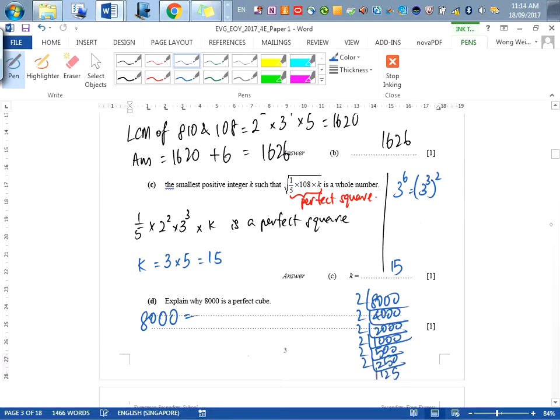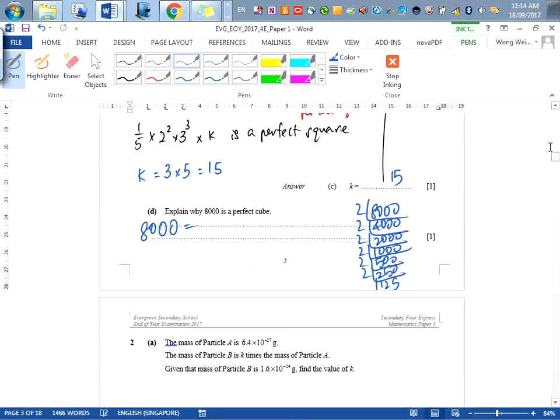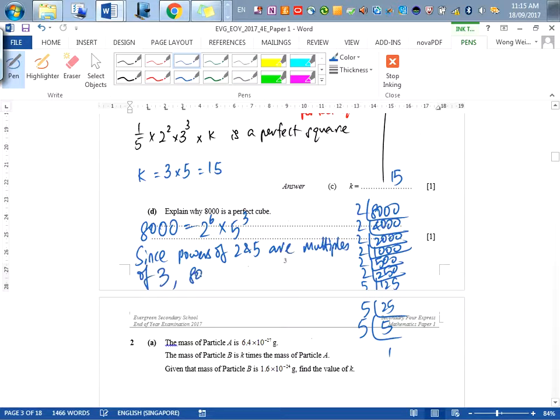Then we continue. You hang on, huh? So this will be divided by 5. Then we get 25, 5, 5, 5, 1. So 8,000 is equal to 2 to the power of 6 times 5 to the power of 3. Since powers of 2 and 5 are multiples of 3, we conclude that 8,000 is a perfect cube. Okay, this will guarantee you your full marks.